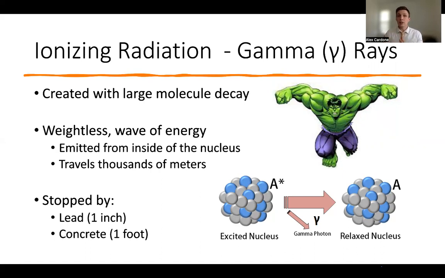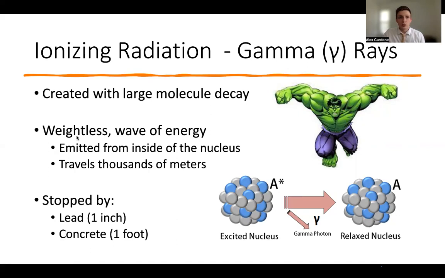And so gamma radiation occurs whenever there's a large molecular or molecule decay. It's not very common, but it does happen quite a bit. And with that is an excited nucleus down here in the bottom right. An excited nucleus has a lot of pent up and stored up energy, and whenever it relaxes itself, it gives off an energy charge. And that energy charge that it gives off is otherwise known as a gamma photon. So a gamma ray comes from an excited nucleus of an atom turning into a relaxed nucleus.